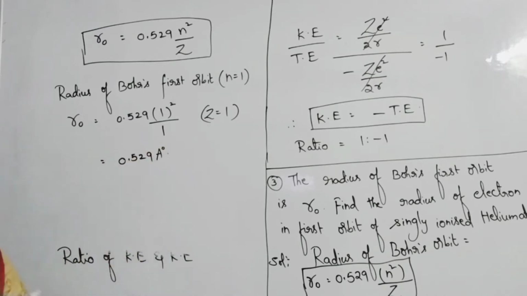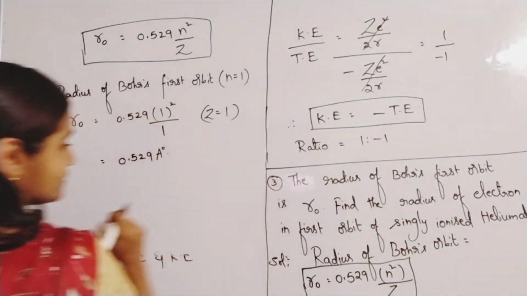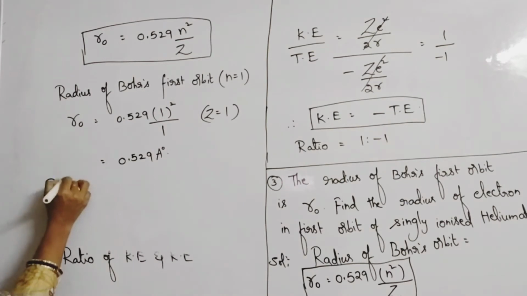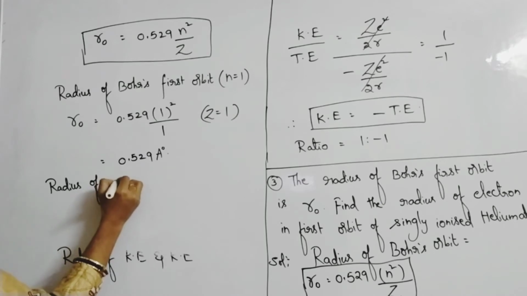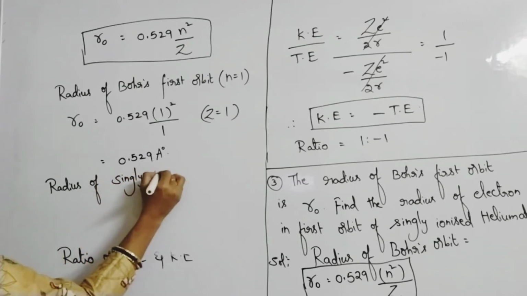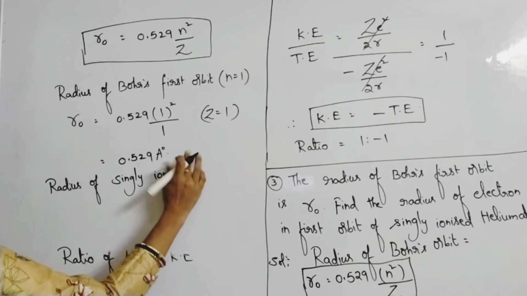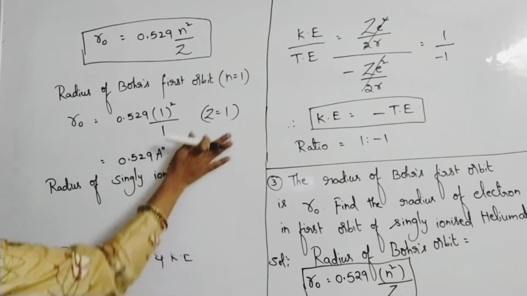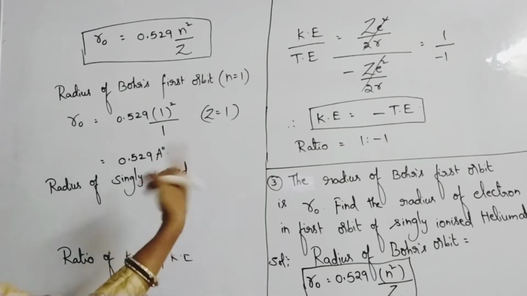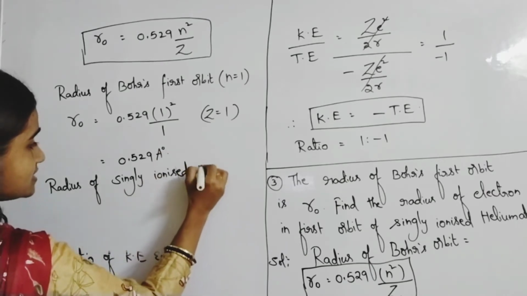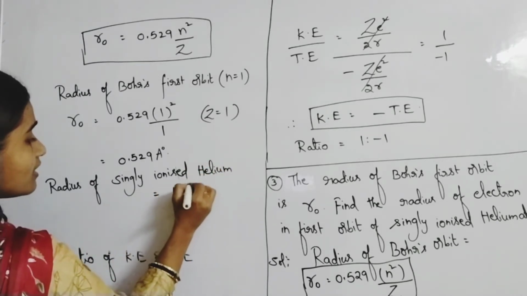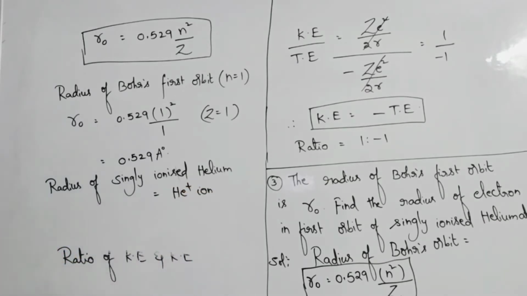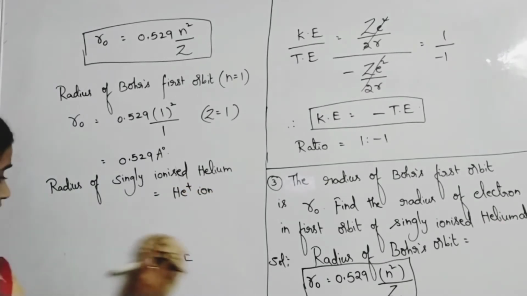Which is equal to 0.529 angstroms. Now coming to the second one, the singly ionized helium atom. Singly ionized means one electron has been removed. Then it becomes He plus ion. We have to find the radius for the singly ionized helium atom.